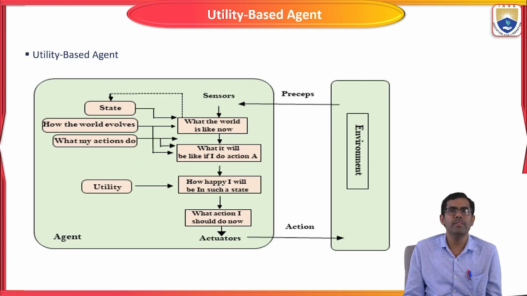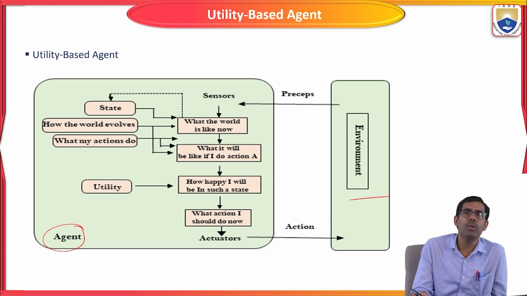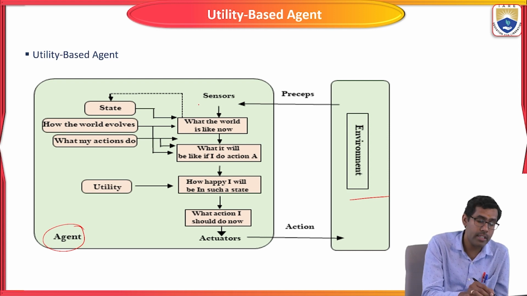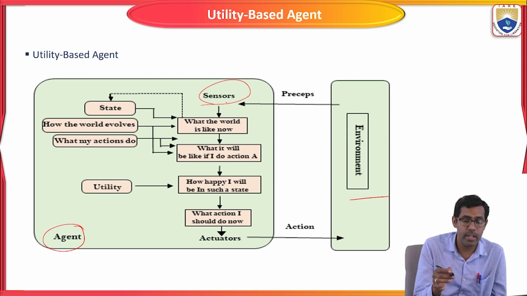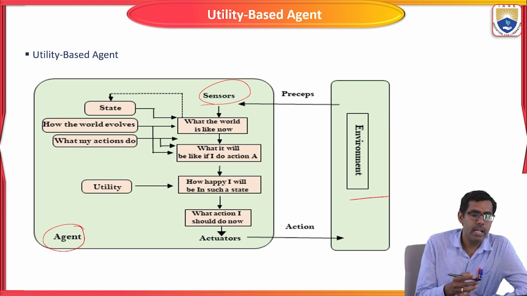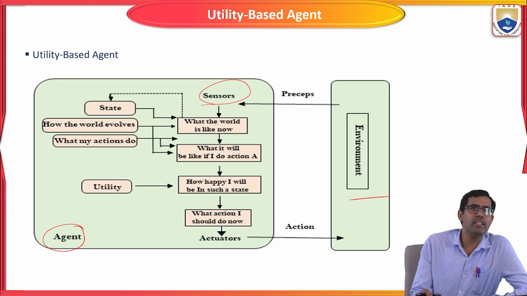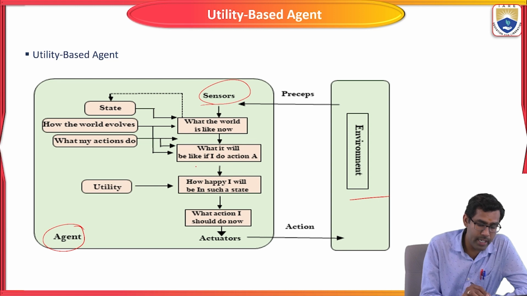So here we have one diagram. Just see, you can easily understand. There is one agent and one environment. The agent observes the environment through the sensors, which send some information about the environment. That information is used to set the state. Then we evaluate how the world will be and what my action does: if I take a particular action, how will that action affect the real environment, right?